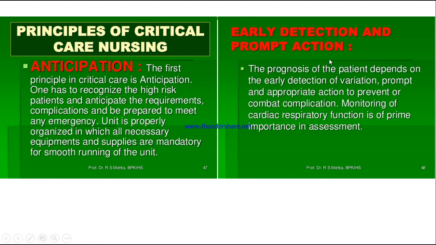Next, early detection and prompt action. The prognosis of the patient depends upon the early detection of condition aberration, and prompt and appropriate action to prevent any complications. Monitoring of cardiac and respiratory function is of prime importance in assessment. So we have to detect if there is any problem in the patient, and that is why we have to give prompt or appropriate action to prevent any further complications. So that is the second principle.